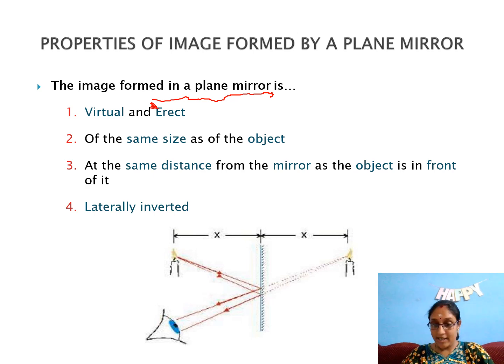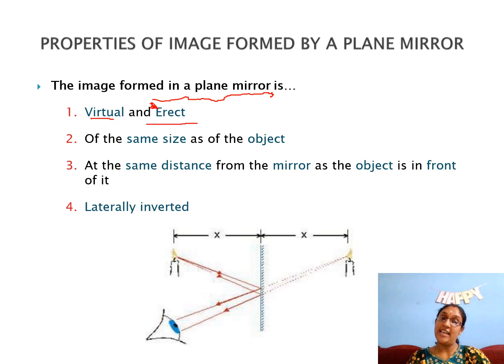How will the image be in the plane mirror? Okay, that we have to see now. How will the image be in the plane mirror? It is virtual and erect. So what is virtual? I already told you, it is a false image. That is, the image cannot be found on the screen. So it is virtual.